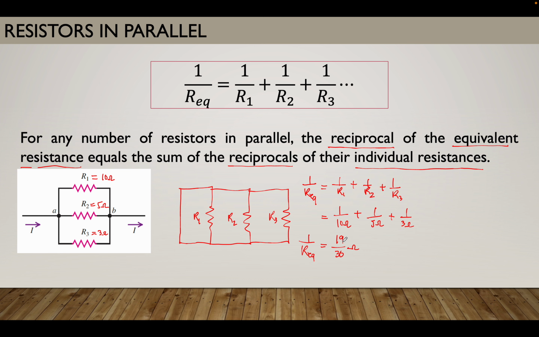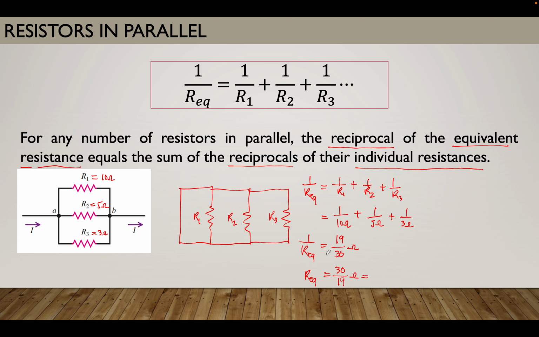So we need to get the reciprocal of 1 over R equivalent so that we can get the value of R equivalent. The reciprocal of 19 over 30 is 30 over 19. Again, when we get the reciprocal of a fraction, the numerator becomes the denominator and the denominator becomes the numerator. So this is what is happening right here.